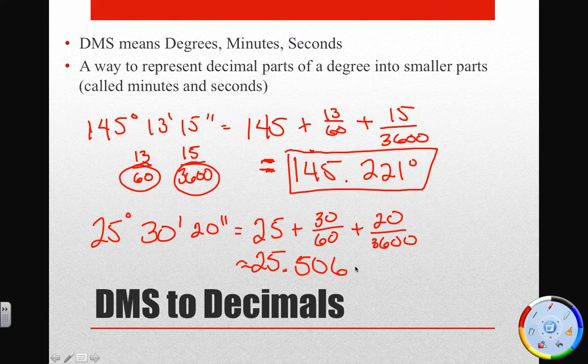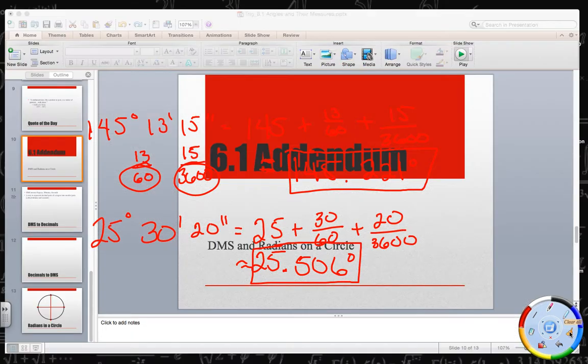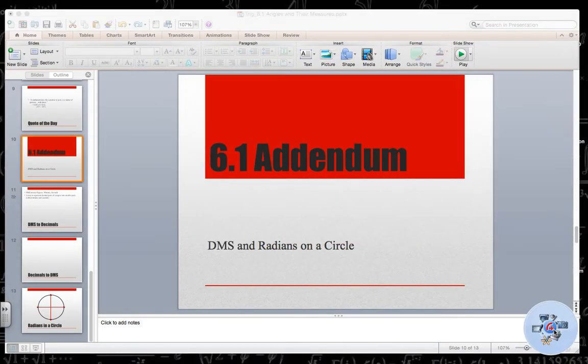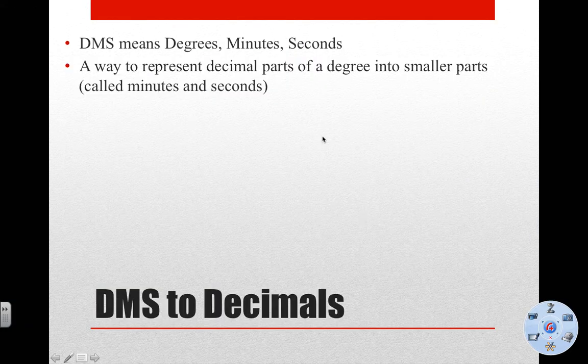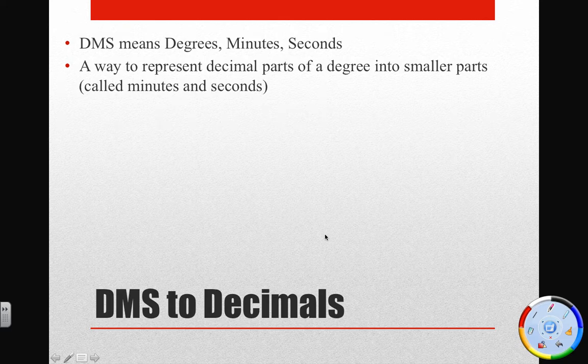0.506. Again, we're rounding. Degrees. Okay, so that's pretty simple. The only way this gets any more challenging is, one, if it starts with radians. I'll give you an example of that. But for some reason, if I was to do negatives, it always kind of throws people off.